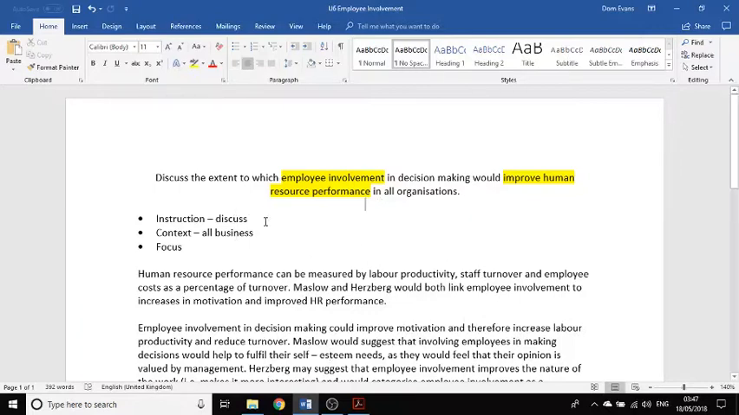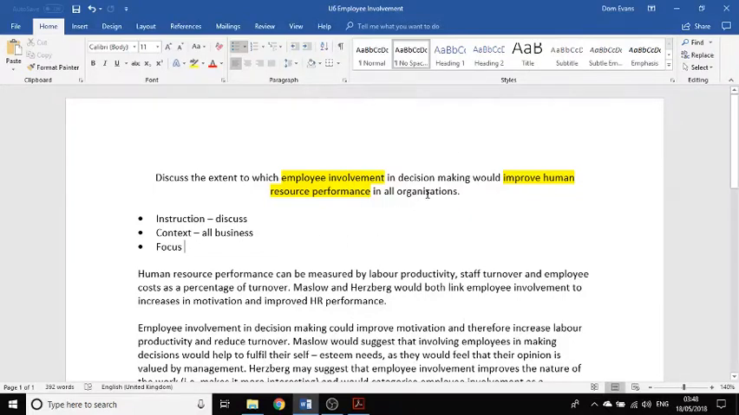So in terms of breaking down the question, it sometimes helps to look at the instruction, the context and the focus, so I know exactly what the question is asking me. In this case, the instruction is discuss. That's a command word that makes me know that I need to come to some sort of judgment, evaluation, conclusion. The context in this question is all organisations.